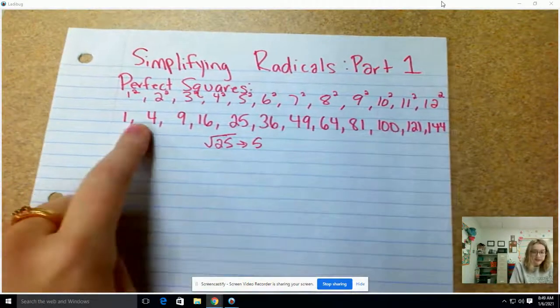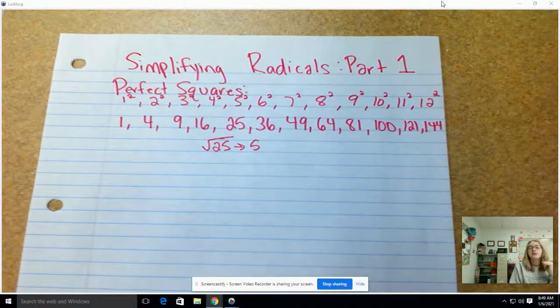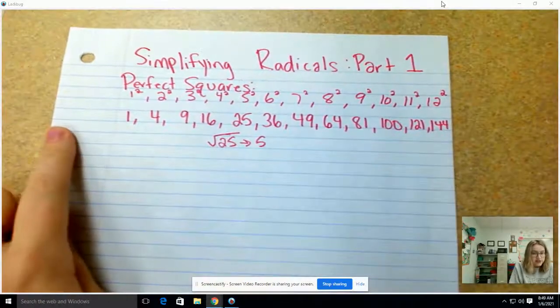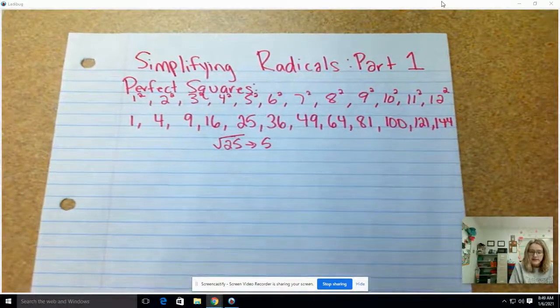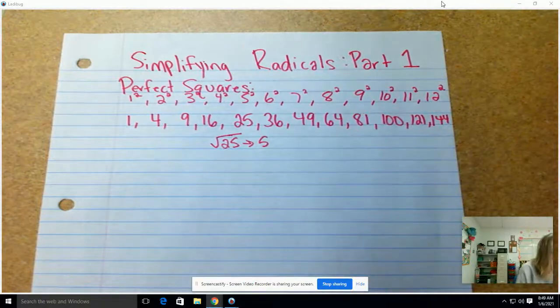Knowing these and being able to quickly recognize a perfect square will save you a ton of work in this unit. So make sure you get these in your memory, get used to them, and practice them. What we're learning how to do in this unit is how to simplify stuff that isn't a perfect square.